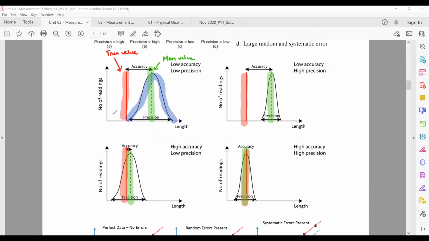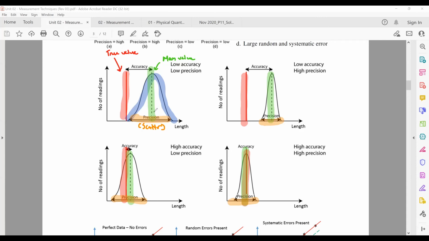Now from here, you'll be able to see a few things, your accuracy as well as your precision. Okay, so right now, let's just say I don't want to talk about systematic error or random error. I just want to talk about the precision and accuracy. If you look at these orange lines here, they represent your scatter, okay, your range of your readings.